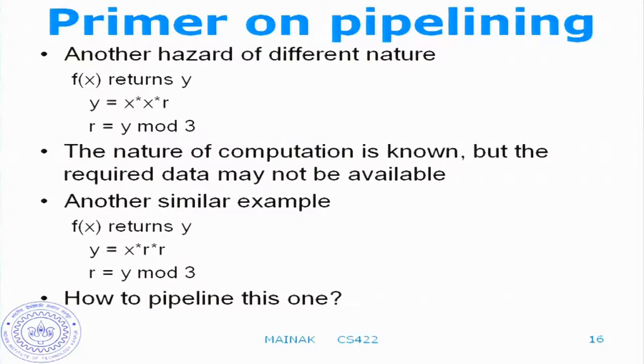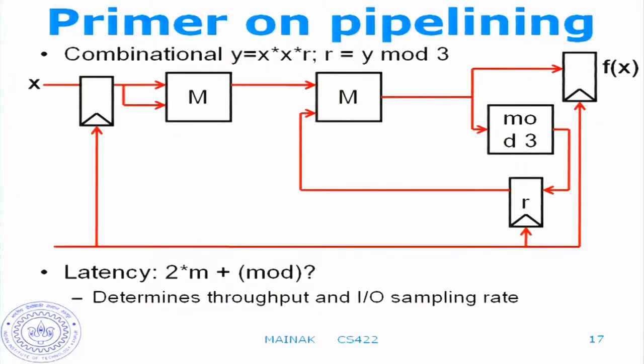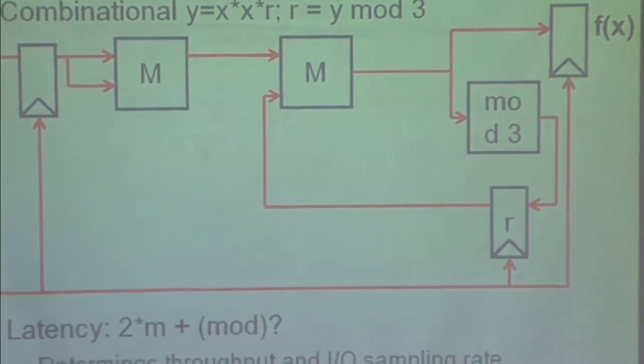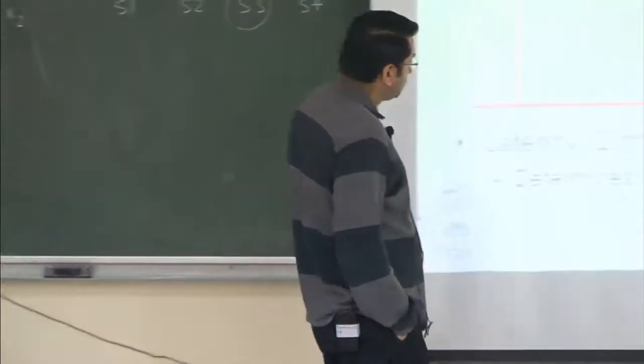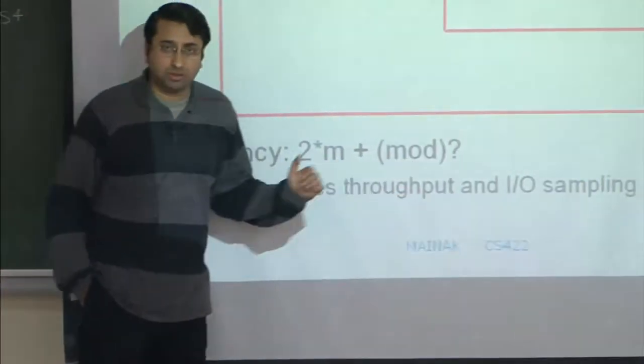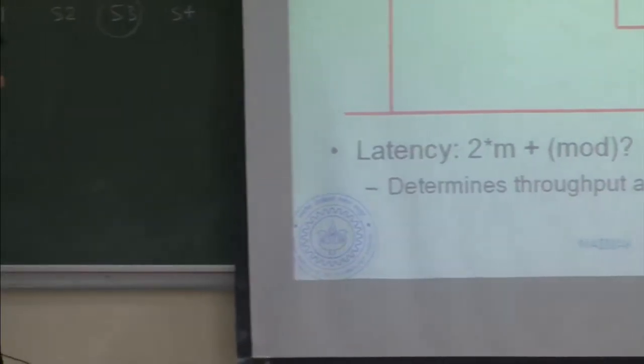When you try to pipeline, you realize that. Another similar example, where we make it x times r squared, as opposed to x squared times r. And r is again y mod 3. So let's see how to pipeline these two. So this is y is x squared times r. Again, we start with the combinational circuit. We have two multipliers, taking the input from r in the second multiplier. The remaining things are the same. Latency is 2m plus modulo latency. That determines your throughput and I/O sampling rate.